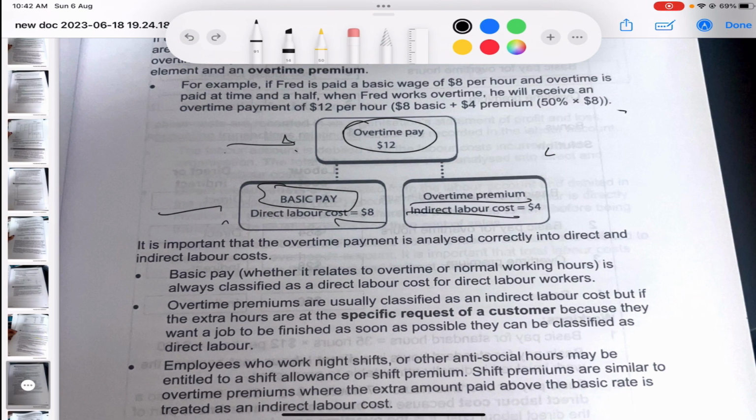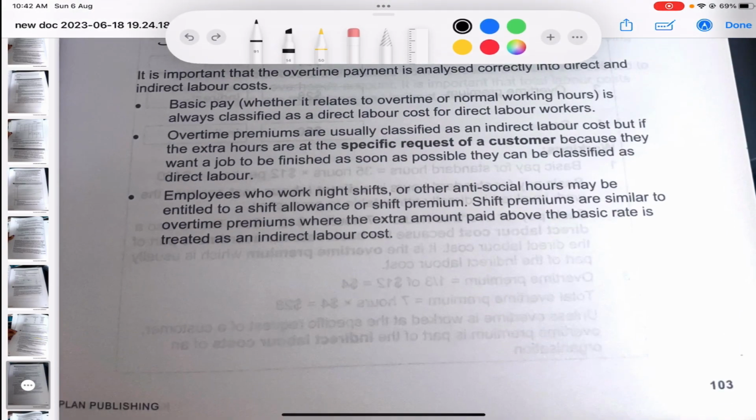So basic pay is always your direct cost, but your overtime premium is your indirect cost. Overtime basic pay is again your direct cost, but your overtime premium, that $1 part, would be your indirect cost. It is important that the overtime payment is analyzed correctly into direct and indirect costs. Basic pay, whether it relates to overtime or normal working hours, is always classified as a direct labor cost. Overtime premiums are usually classified as an indirect labor cost, but if the extra hours are at the specific request of a customer because they want the job to be finished as soon as possible, then they would be direct labor. Otherwise, overtime premiums are generally indirect cost.